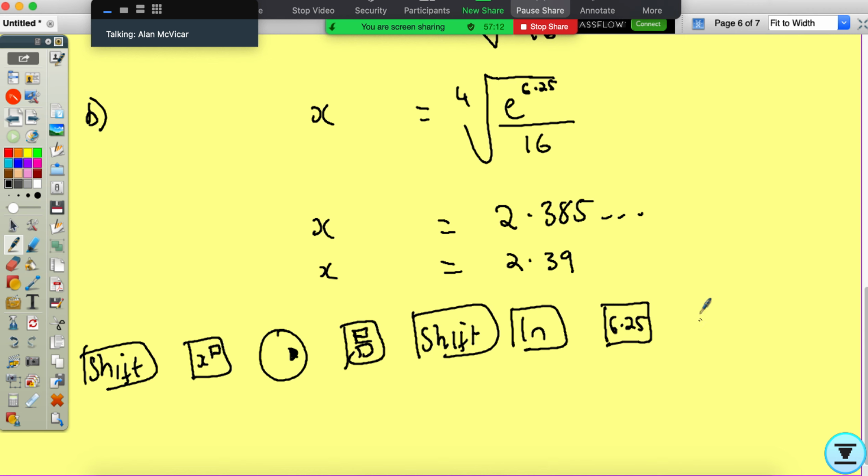6.25 is not a button, but you know what I mean. Then I press down twice again. And then I put in 16. That's how I put it into my calculator, I think. And that's how I got my answer. I love the fraction button in these calculators. Makes my life so much easier.